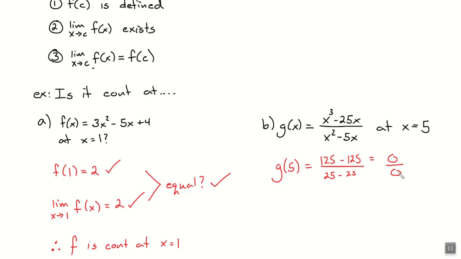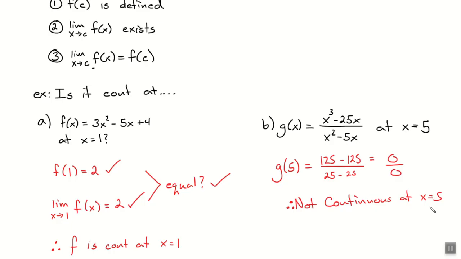Do I need anything else then? Boom. Not continuous. I'm going to say, therefore, not continuous at x equals 5. That's it. If you get checking and see that your function is not defined, don't even bother checking the limit. With that said, should we check the limit?